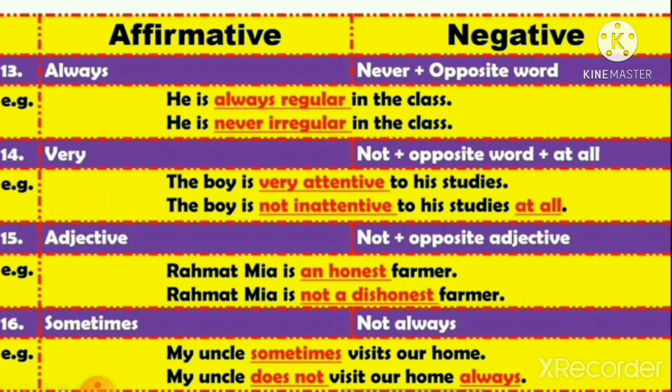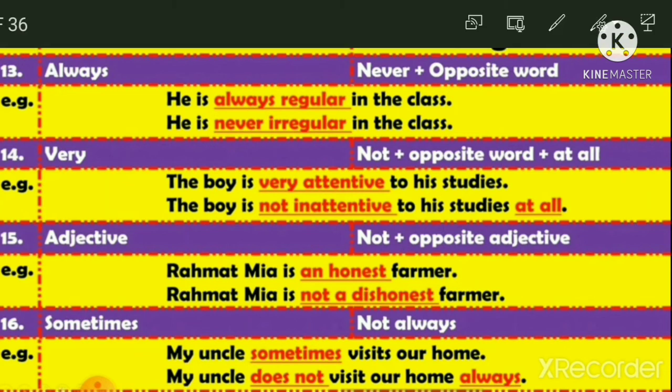Okay, adjective: there is an adjective in the sentence. So Rahmat Mia is an honest farmer. We can change it in this way: Rahmat Mia is not a dishonest farmer. And my uncle sometimes visits our home. My uncle does not visit our home always. We can keep "always" at the last of the sentence.